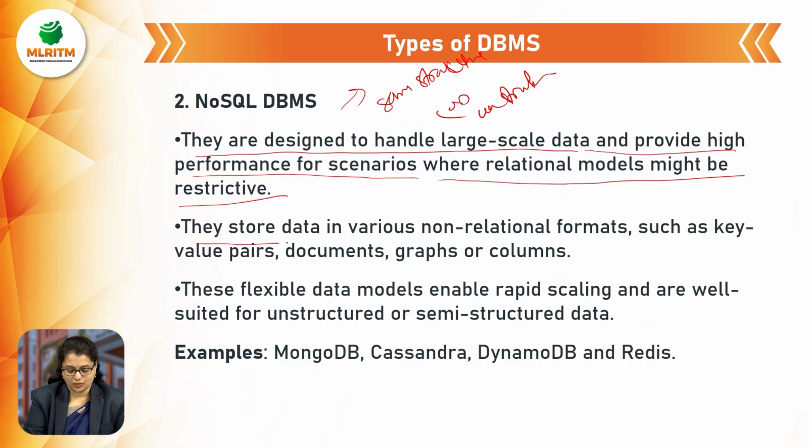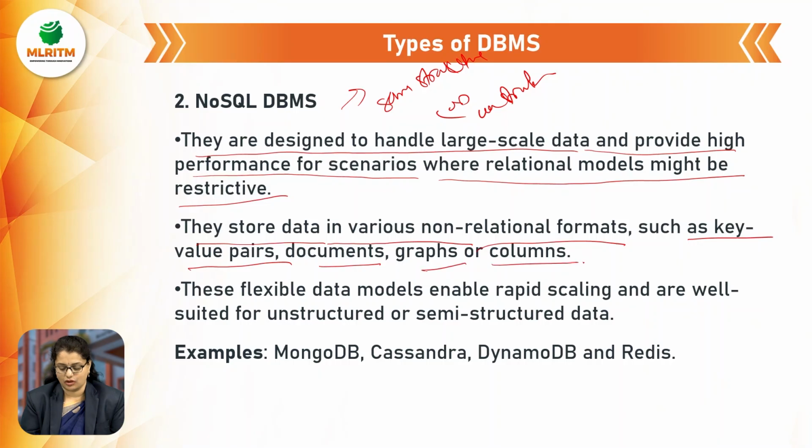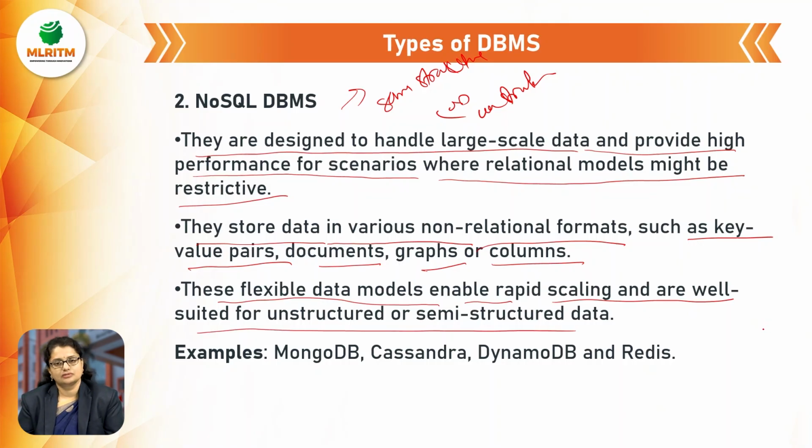Okay, and they store the data in various non-relational formats such as key-value, document, graph, or column. So these are the different types of data models in NoSQL. These flexible data models enable rapid scaling and are well suited for unstructured and semi-structured data. So these are very useful for semi-structured and unstructured data. An example of NoSQL is MongoDB. The next ones are Cassandra, DynamoDB and Redis. These are examples of NoSQL software.